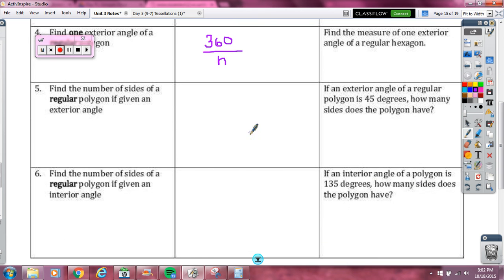Last two, if I'm asked to find the number of sides of a regular polygon and I'm given an exterior angle, then referencing back to formula number 4 for exterior angles, doing 360 divided by n is going to tell me what one of the exterior angles should be. So I'm just going to end up plugging in the information that I know. So if I'm given an exterior angle, I'll know what x is. Let's pretend that the exterior angle is 120 degrees. Then if I need to find the number of sides, I'm going to end up cross-multiplying and solving for n.